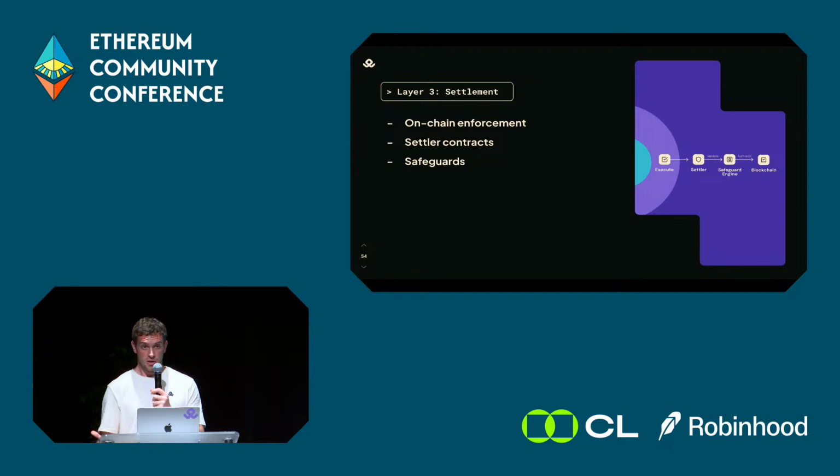And finally, the on-chain layer, what we call the settlement. This is the part where we enforce that whatever solution the solver is trying to execute matches what the user requested in the code itself.